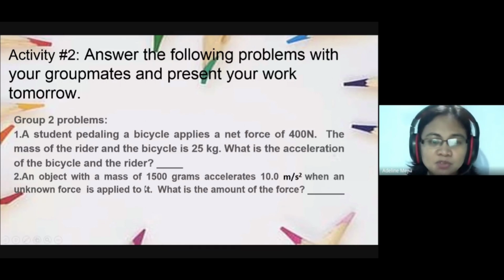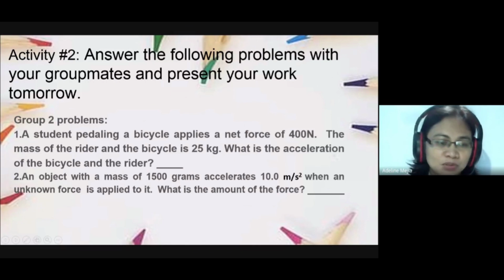Number 2, an object with a mass of 1,500 grams accelerates 10 meter per second squared when an unknown force is applied to it. What is the amount of force? Now you are looking for the amount of force. Now you check on this one. The given mass is 1,500 grams. But our unit for the mass is kilogram. So you have to convert the 1,500 grams into kilogram before you proceed with the computation.